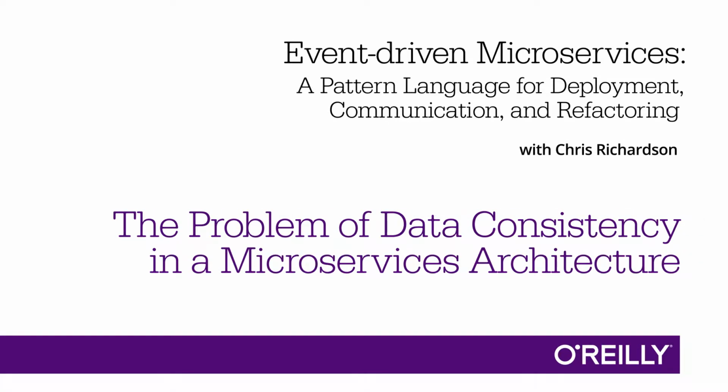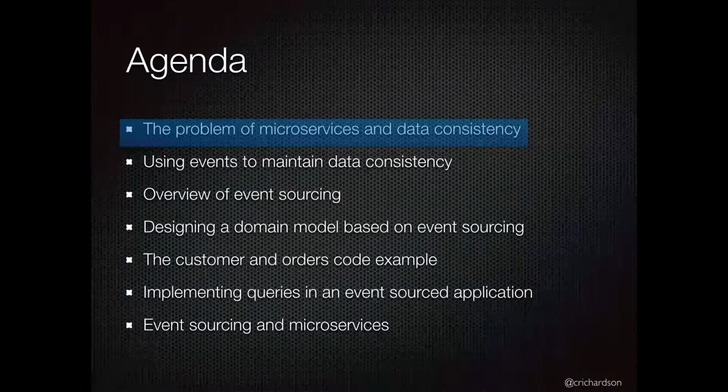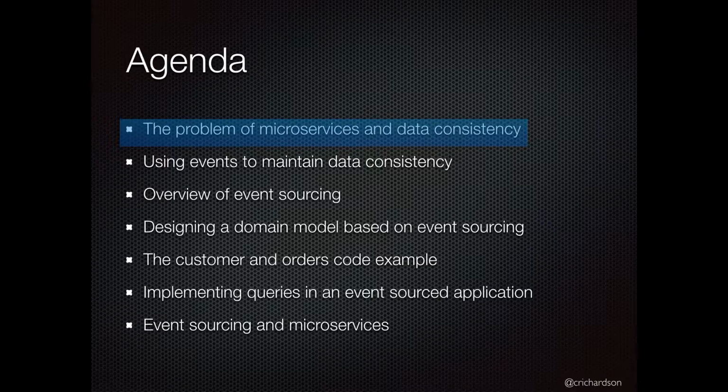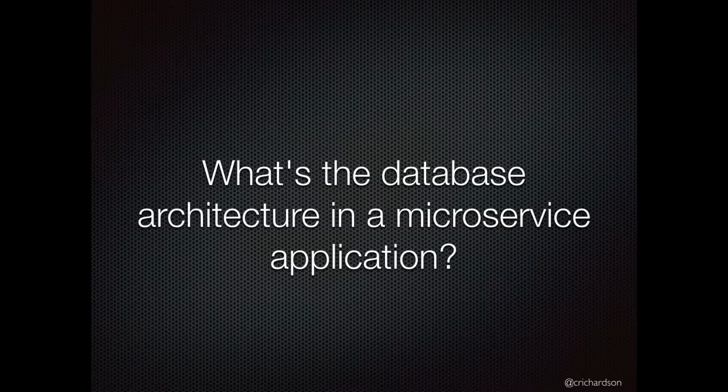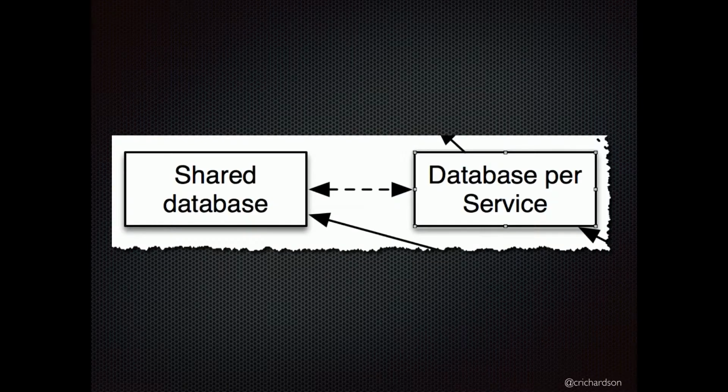So in this section, I'm going to look at a really interesting problem that arises in a microservice architecture, namely the problem of maintaining data consistency. To understand the problem, first we want to look at the database architecture in a microservice application. There's actually a couple of different approaches that you could use. One is a shared database, so multiple microservices sharing the same database, or you could have a database per service.